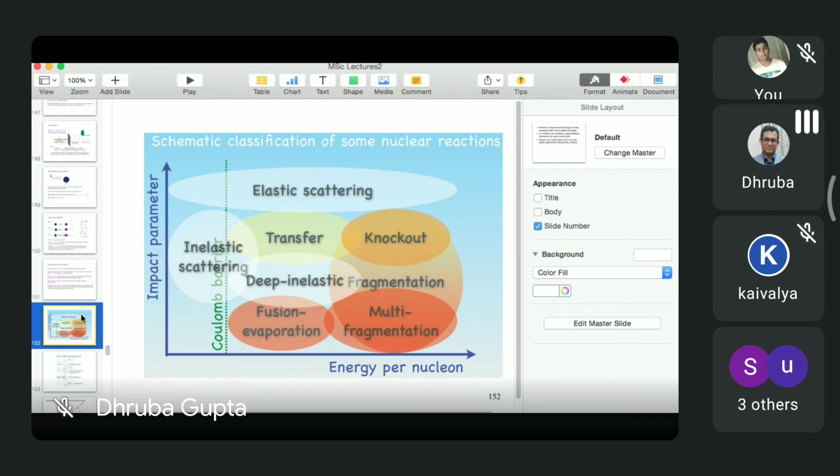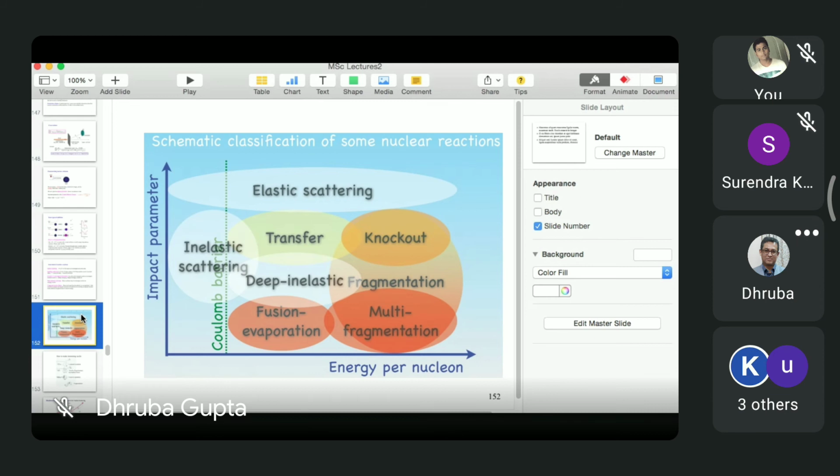And this is a very nice plot that I show. We plot energy per nucleon. If it's a deuteron of 10 MeV, per nucleon that is 5 MeV per nucleon. The lab energy of the deuteron is 10 MeV, but if you divide by the number of nucleons, because the deuteron has 2 nucleons, I can say that it is a 5 MeV per nucleon deuteron beam. So on the x-axis I plot the energy per nucleon, and on the y-axis the impact parameter. Everybody can see this plot? Yes, sir. Now you can see this dotted line is the Coulomb barrier.